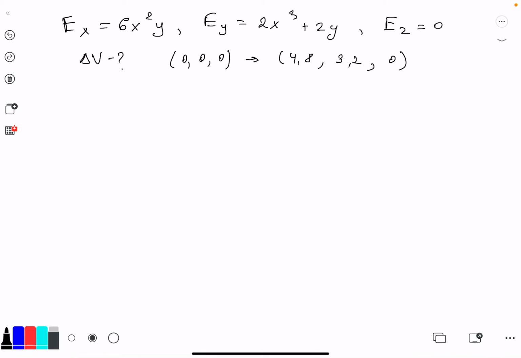Potential from electric field. Suppose that as a function of x, y, and z, an electric field has the following components. Ex is equal to 6x squared y, Ey, Ez, and so on, where E is measured in volts per meter and distance is measured in meters. Find the electric potential difference between the origin and the point where x is equal to 4.8, y is equal to 3.2, z is equal to 0.